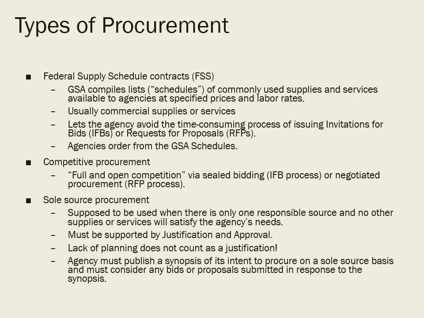The government is only supposed to use a sole source procurement when there is only one good source of the good or service required. So there's only one contractor who can actually provide what the government needs. And sole source procurements have to be documented by justification and approval letters. And lack of planning does not count as justification. So if it's an emergency because the contracting officer hasn't planned properly, it cannot be sole sourced on that basis.